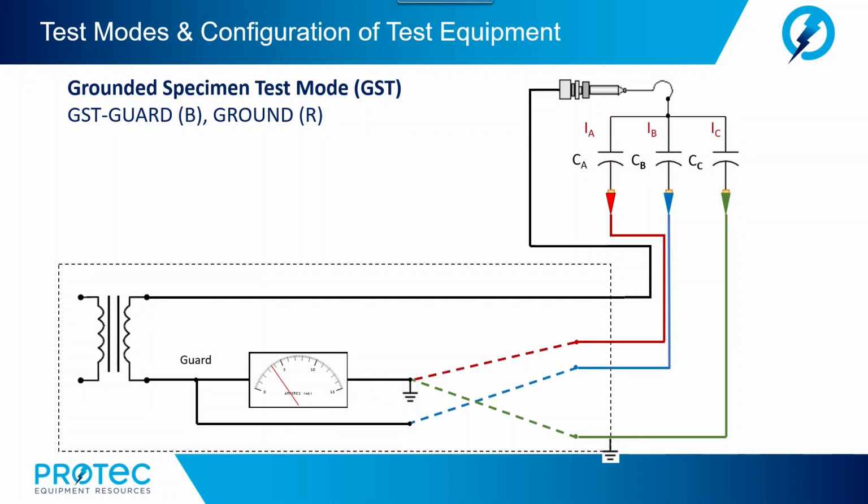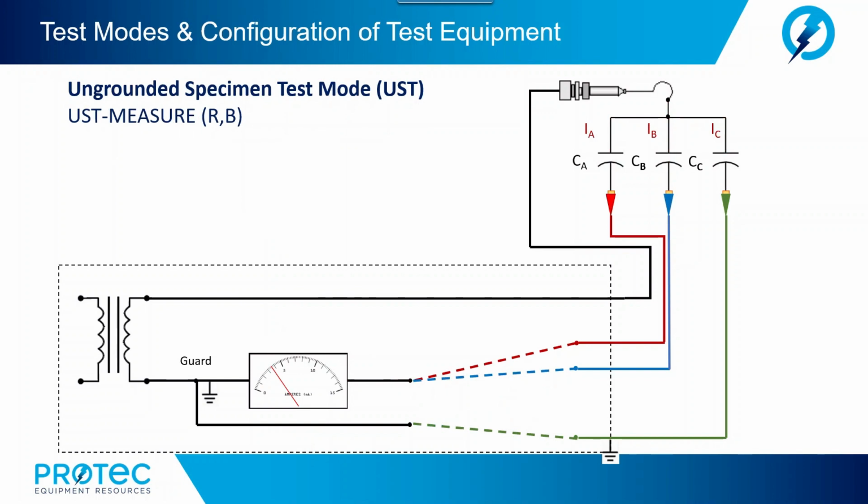Okay, now we're going to do a GST. We're going to guard, not measure the blue channel, and we're going to ground, and since it's a GST measurement, grounding means we're going to measure the red channel along with ground, as we see in this diagram. The result would be the measurement of current I sub A plus current I sub C. And since we're guarding B, we do not measure current I sub B.